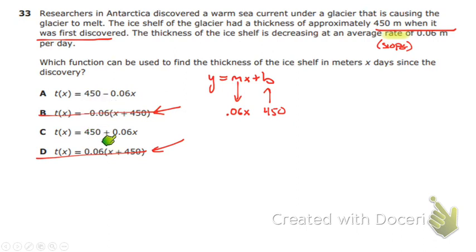This shows our rate being positive, that it's increasing, that it's growing. This shows that our rate is negative or that it's decreasing. And that's the case that's happening. It says the thickness of the ice shelf is decreasing. That means going down. That's why our slope is negative. Our answer there is A.